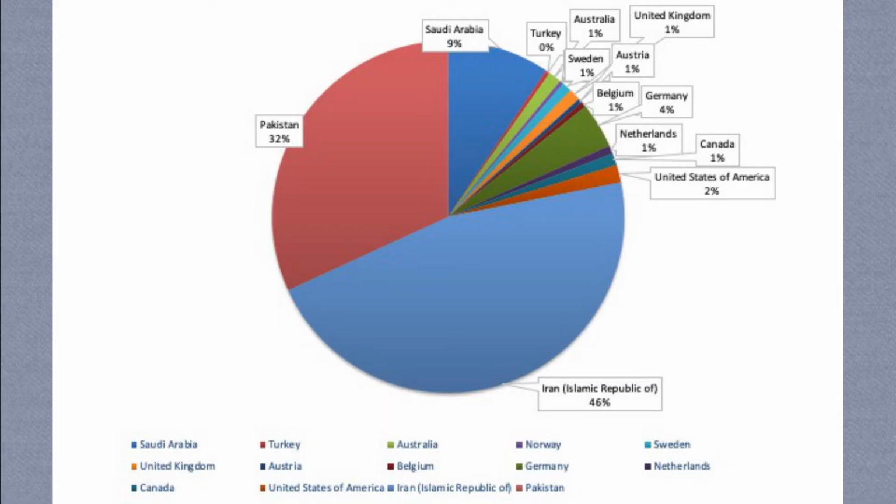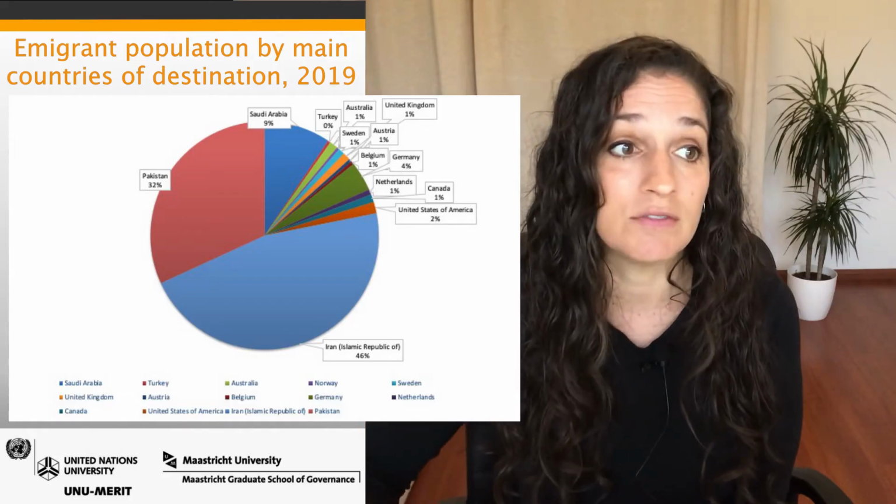So if we jump right in and look at where current migrants are today, if you have a look at this current pie chart, you can see the immigrant population by main countries of destination as of 2019. And what you can see very clearly, which we also saw in the history video, is that the majority of Afghans today are located in Iran and Pakistan. There are also smaller numbers in Saudi Arabia, Turkey, Australia, the United Kingdom, Sweden, Austria, Belgium, Germany, the Netherlands, Canada, and the United States, as well as some sprinkled in other countries, but these are the main countries of destination nowadays.